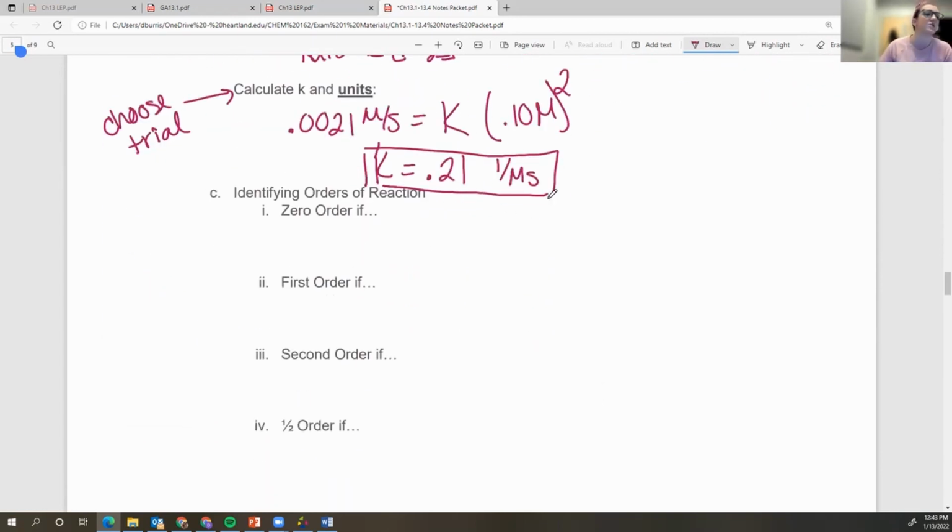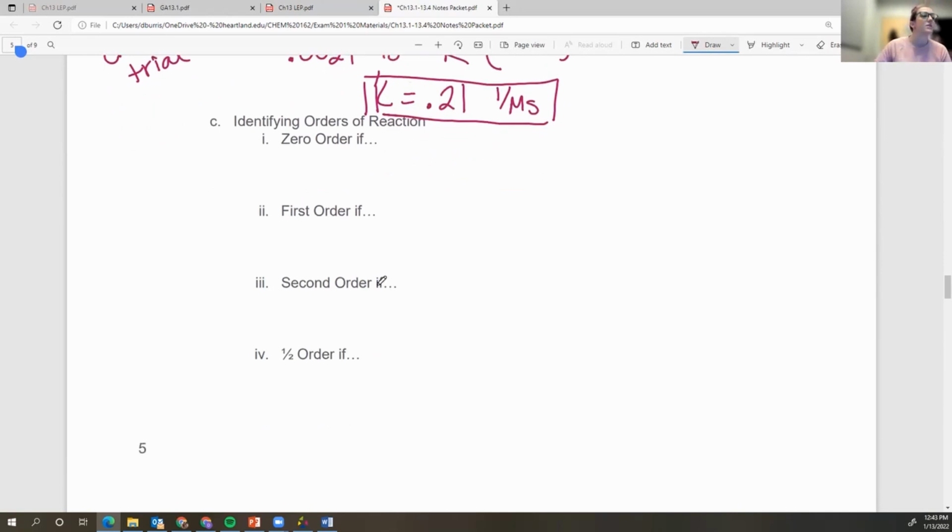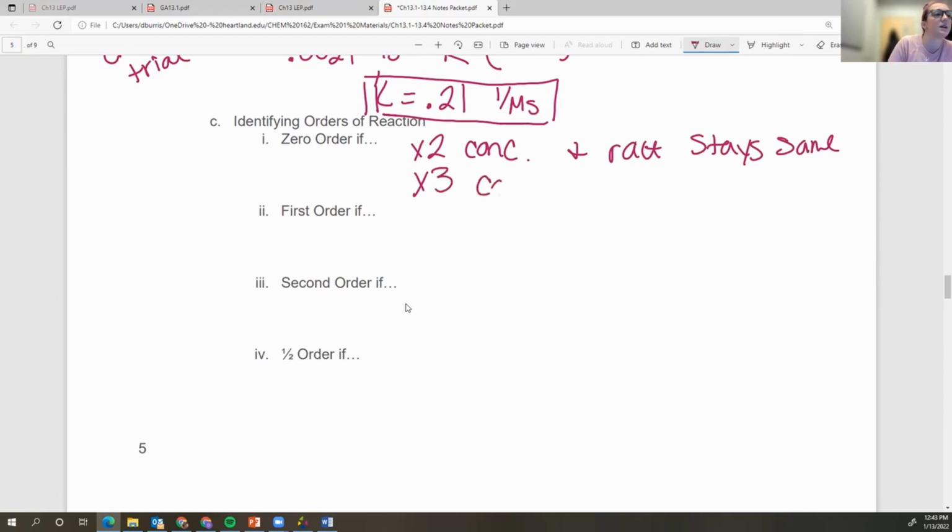So essentially, based on that reaction, what you're going to see in the data for these orders is usually 0, first, or second. Sometimes you'll see a half, but not very often. It's 0 order if I double the concentration and the rate doesn't change, it stays the same. Same thing would happen no matter what I do. If I triple the concentration and the rate stays the same, that means that it was 0 order with regard to that specific reactant. Okay.